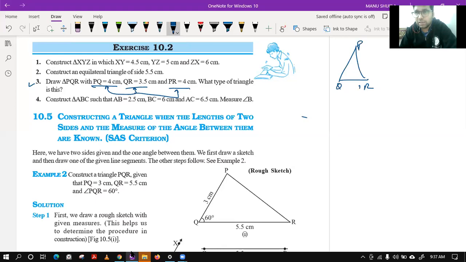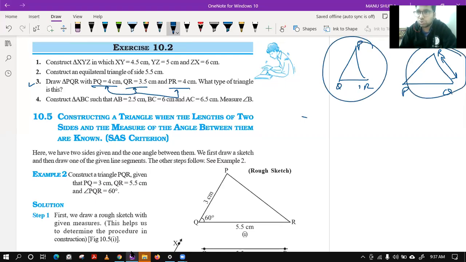It will look like this. If you take PQ as base, it will look like this. Something like this, because this is a smaller side. So it depends which way you want to draw. Okay, so you can go for this also and this also. Let me go for this one, and I'm taking QR as 3.5.